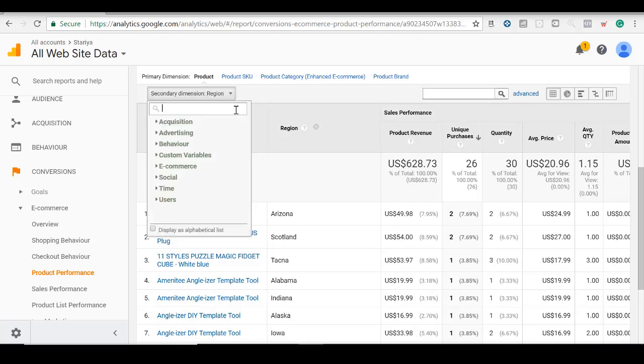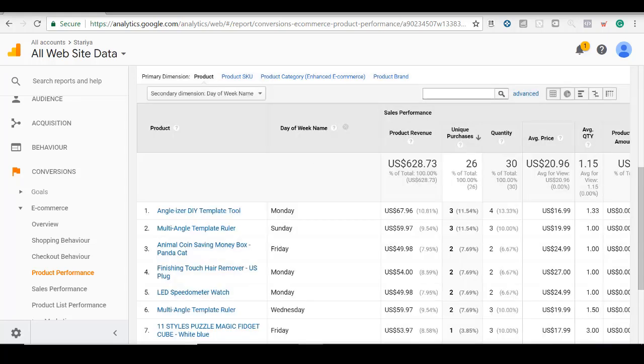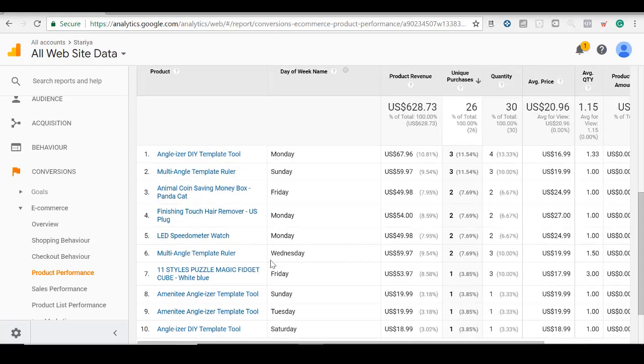Alternatively, you can go into time and day of the week name. There's information you would have never thought of, but if you look at it, most of your sales came at the start of the week and the end of the week: Sunday, Monday, another Monday, then the end of the week, Friday, and you have one in the middle. So what you could do is start all your campaigns on Monday, just after 12 midnight, since you can see that a lot of sales came on a Monday.